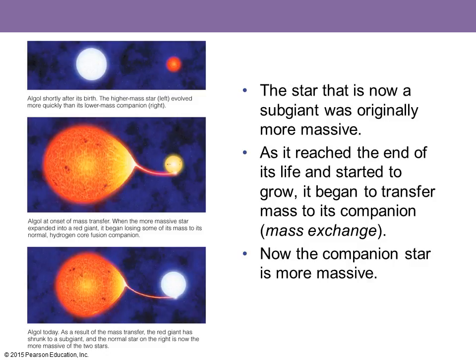The star that's now a subgiant was originally more massive, but as it reached the end of its life and started to grow, it began to transfer mass to its companion, which of course is the larger star, and now the companion star is more massive.